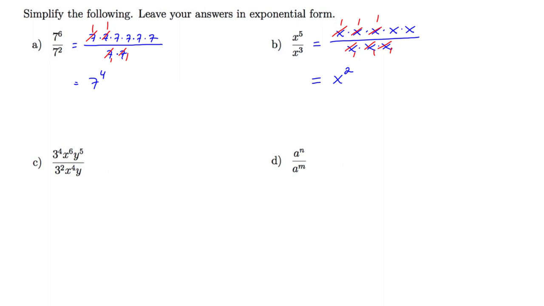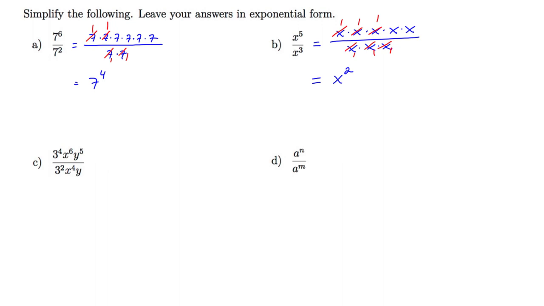Hopefully you recognize what just happened. By pairing them up and canceling them out one for one, we've essentially just subtracted 2 of the 7s from the 6 that had originally been there, leaving us with 4. We took those 5 x's, but we canceled out 3 of them, and 5 minus 3 gave us 2 remaining.